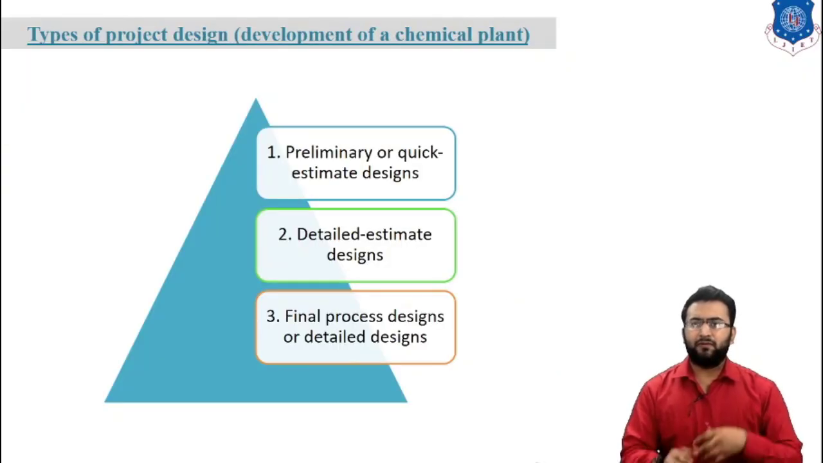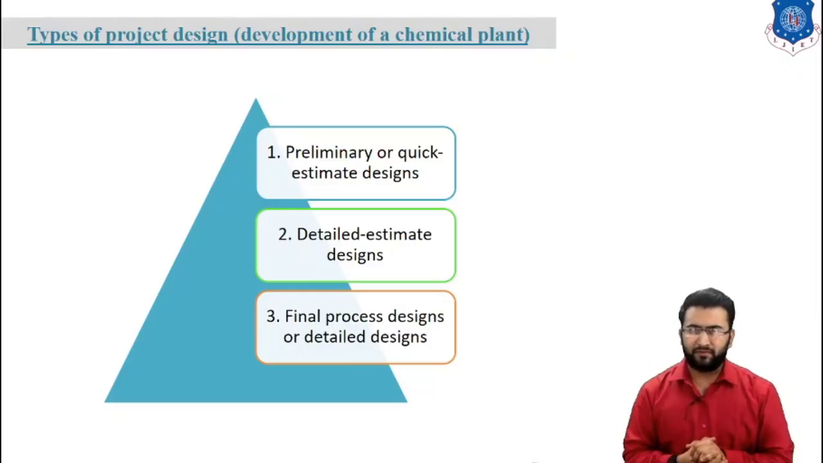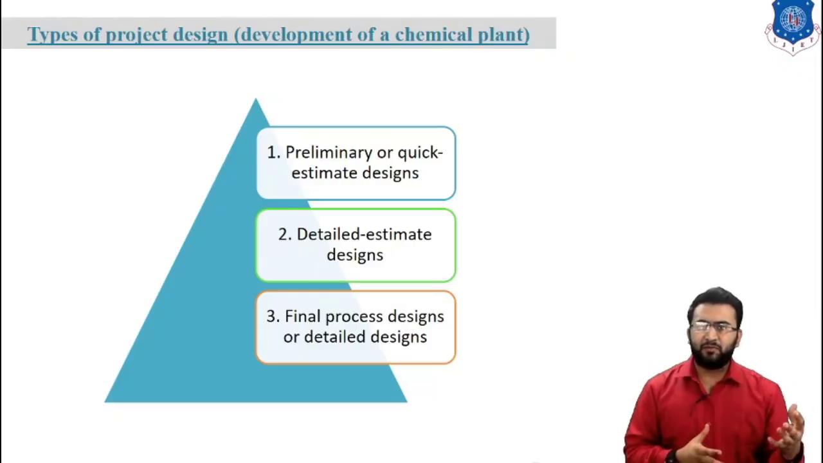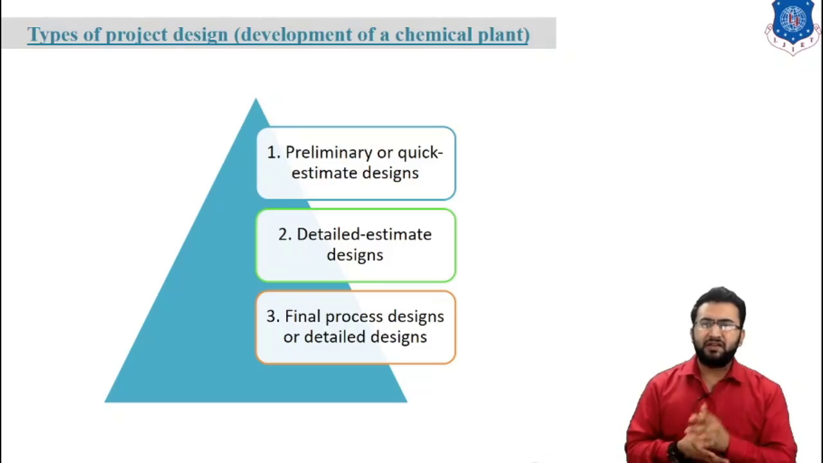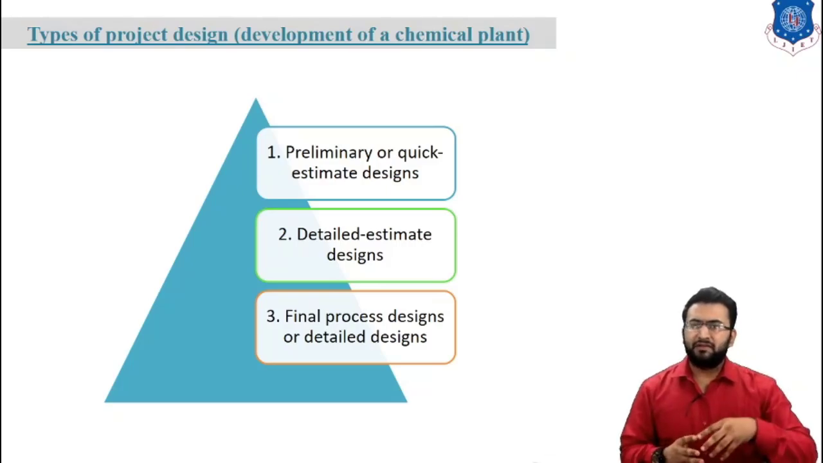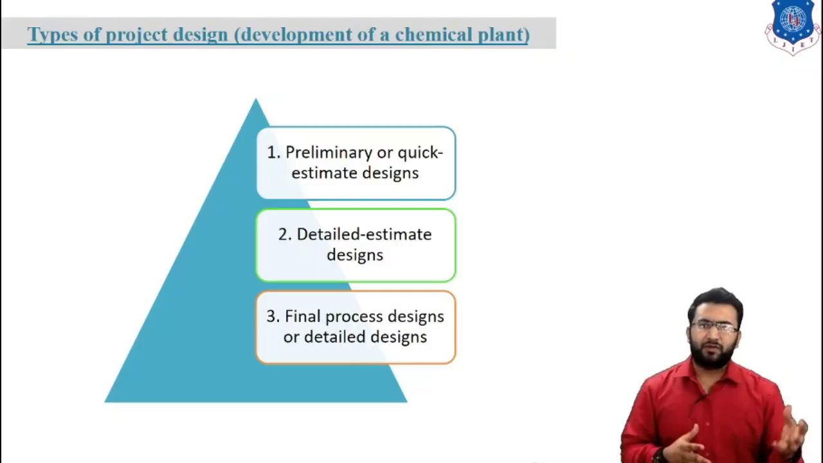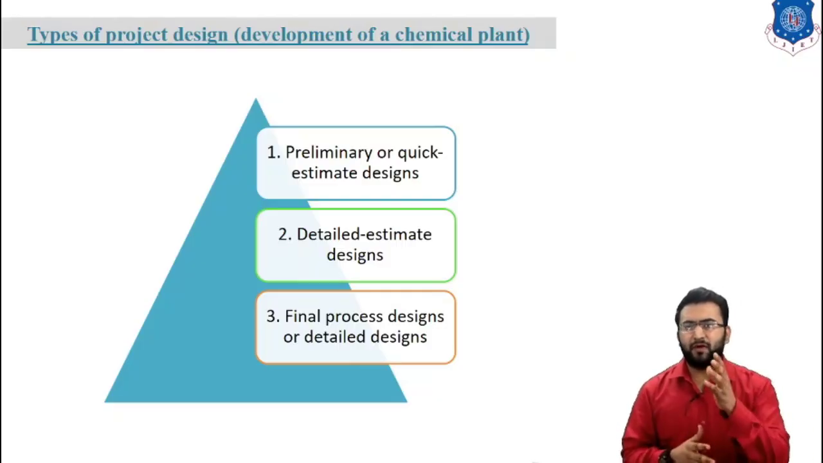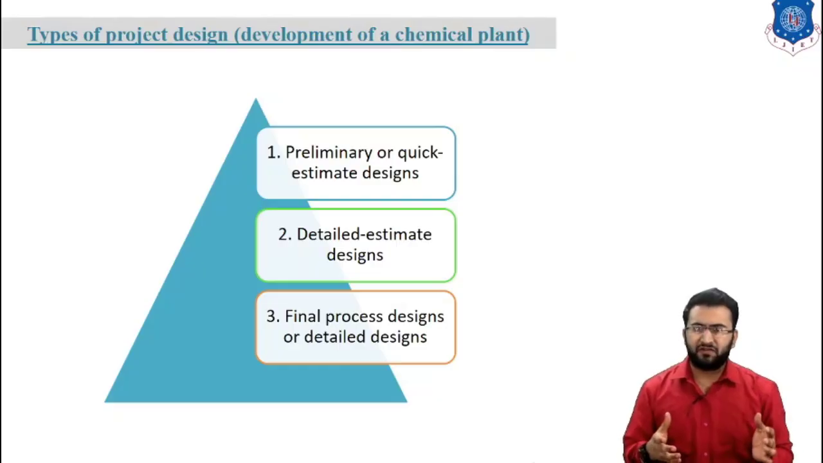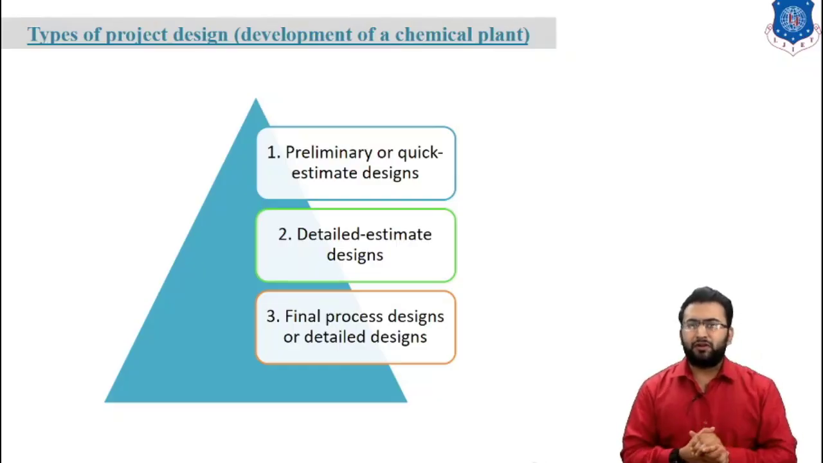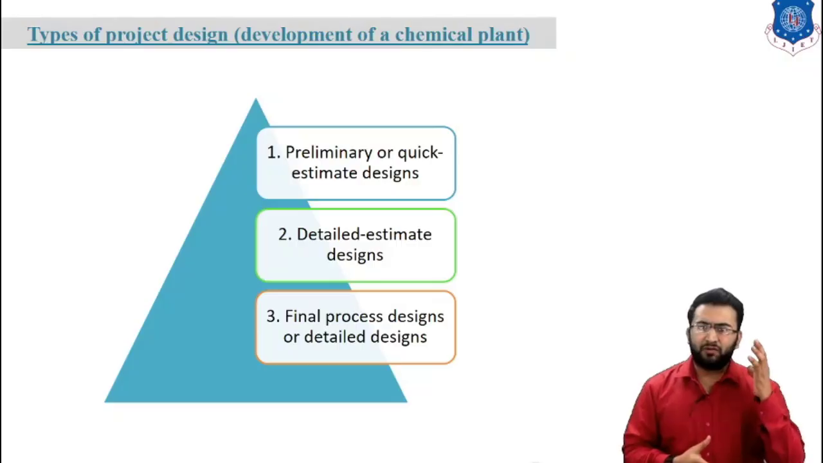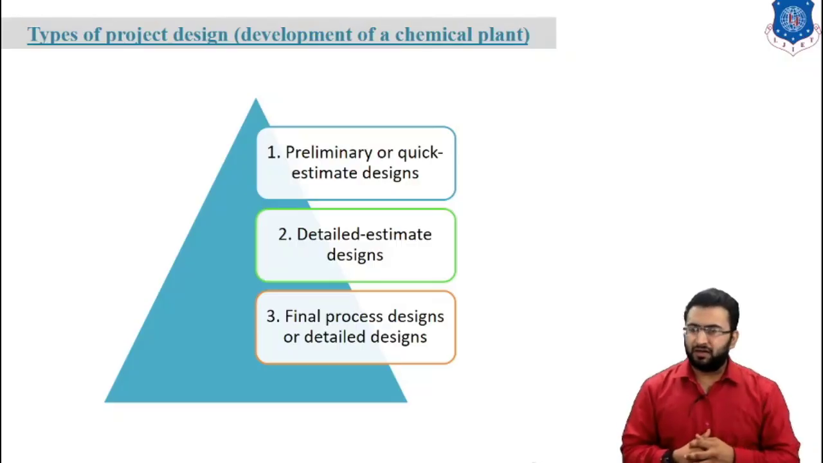Now let's talk about the various types of project design, or we can say the development of a chemical plant. The development of a design project always starts with an initial idea or plan. This initial idea must be stated as clearly as possible in order to define the scope of the project. General specifications and preliminary laboratory or chemical engineering data should be presented along with the initial idea.